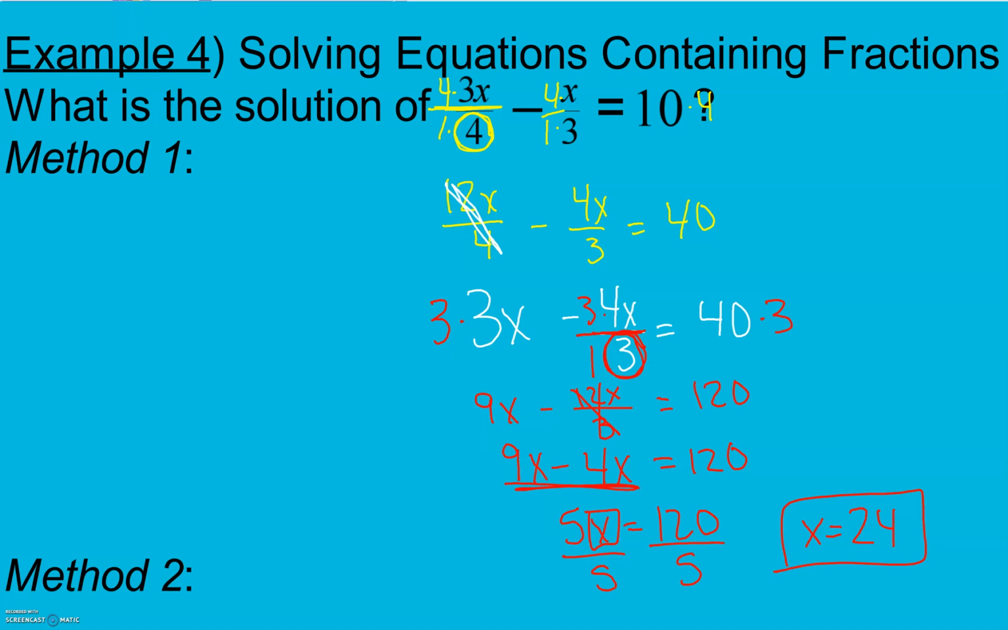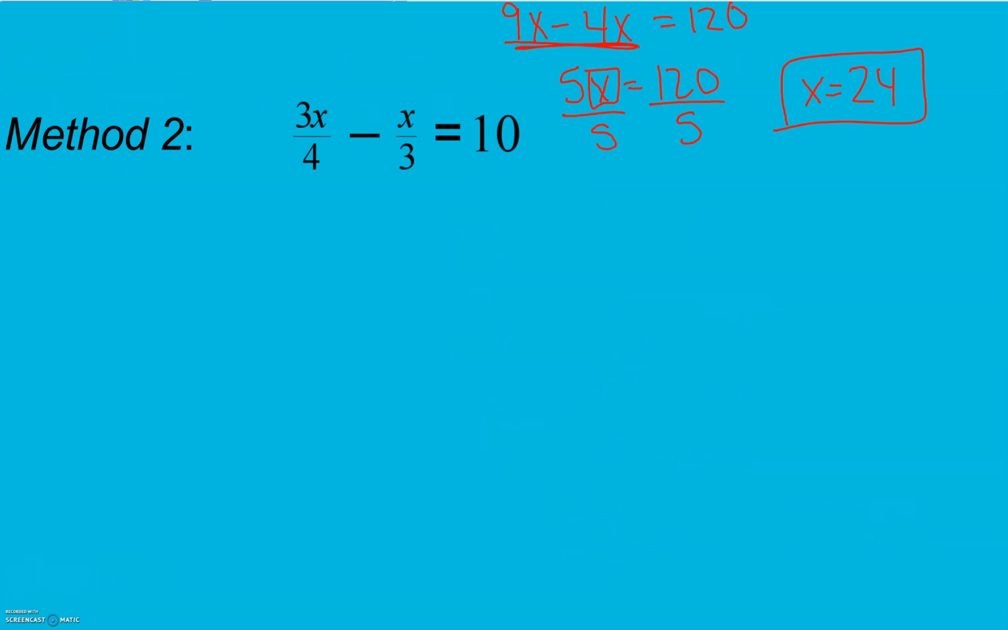Our second method here is to just work with these as fractions. Okay, we need to simplify the left side of our equation here. In order to do that, we have to have a common denominator. So between 4 and 3, my common denominator is 12. I'm going to get both of my fractions to be 12s. To go from 4 to 12, I have to multiply by 3. And whatever I do to the denominator, I've got to do to the numerator here.